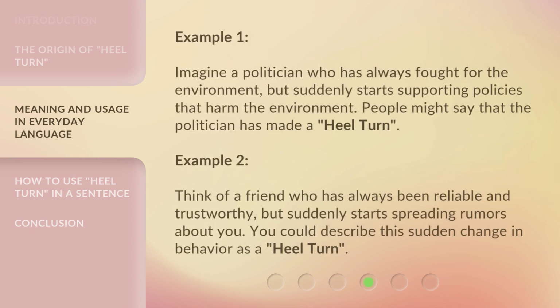Example 1. Imagine a politician who has always fought for the environment, but suddenly starts supporting policies that harm the environment. People might say that the politician has made a heel turn. Example 2. Think of a friend who has always been reliable and trustworthy, but suddenly starts spreading rumors about you. You could describe this sudden change in behavior as a heel turn.